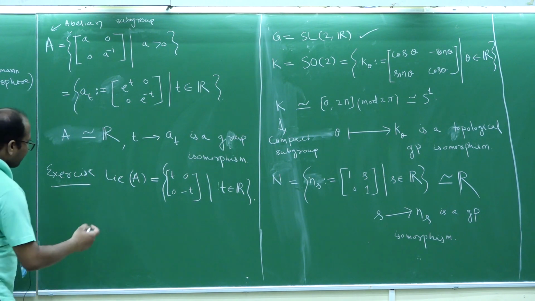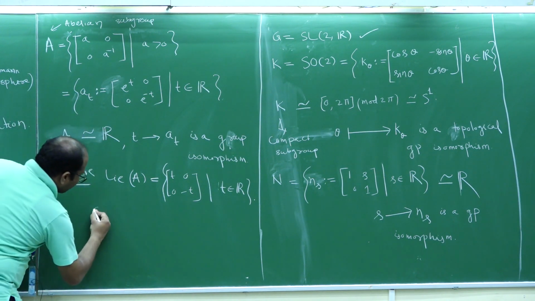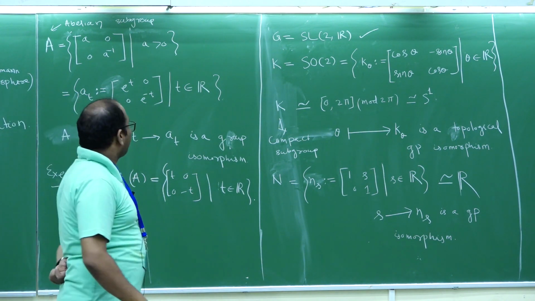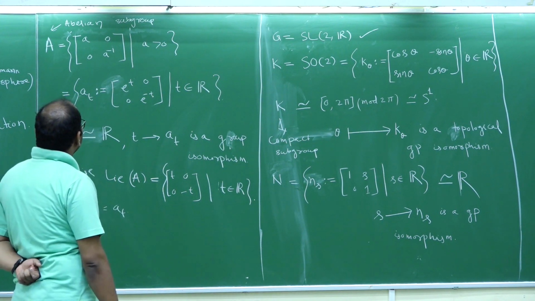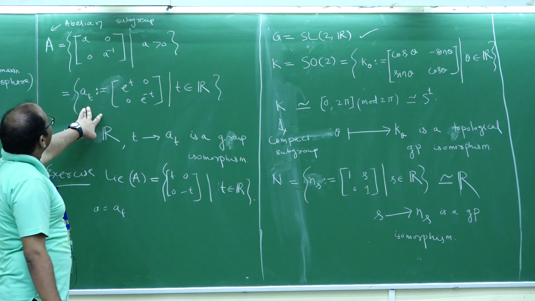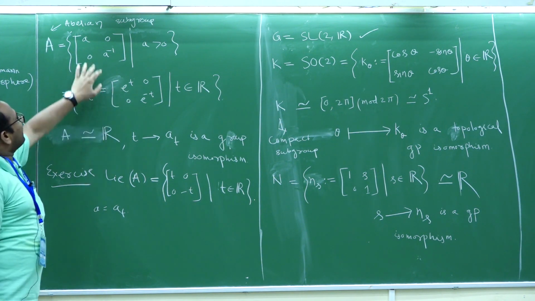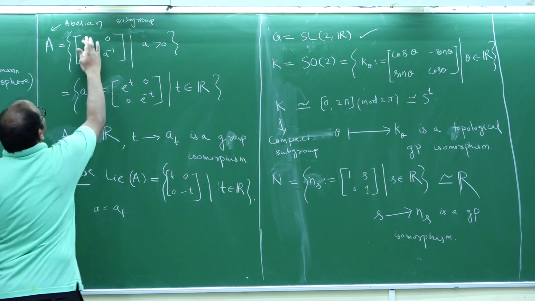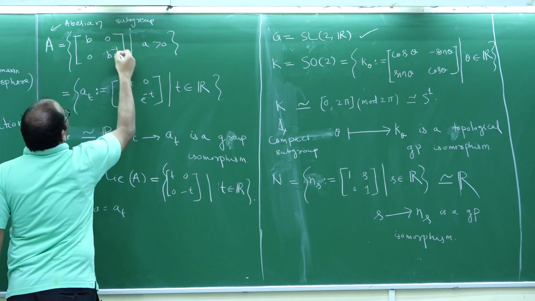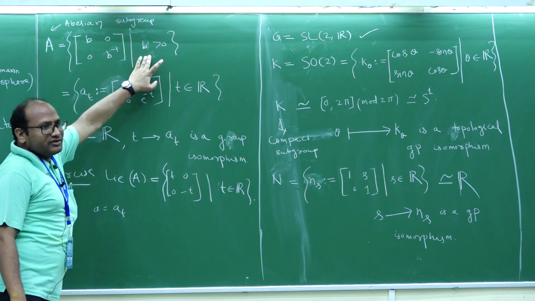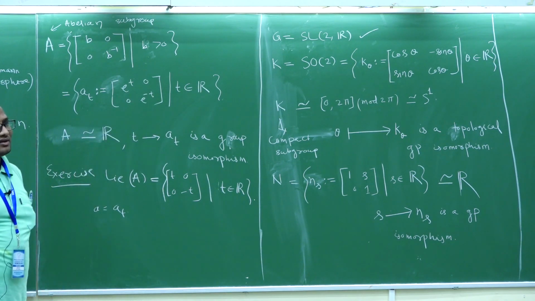Now if you take any element of A, something like a. No, I am not saying e to the power a_t. This is a notation for a_t. This is just the matrix I am defining. This a is different from this a. Okay, let us call it b. So b is greater than 0, so b will be of the form a_t, e to the power t, because b is positive.